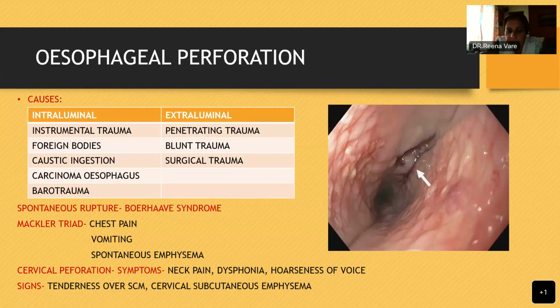In cervical perforation, if the esophagus is perforating in the upper part, the patient will have cervical symptoms in the form of neck pain. There may be dysphonia because there is pressure over the larynx. There may be hoarseness of voice. Now, signs: there is tenderness over the sternocleidomastoid. There may be cervical subcutaneous emphysema.